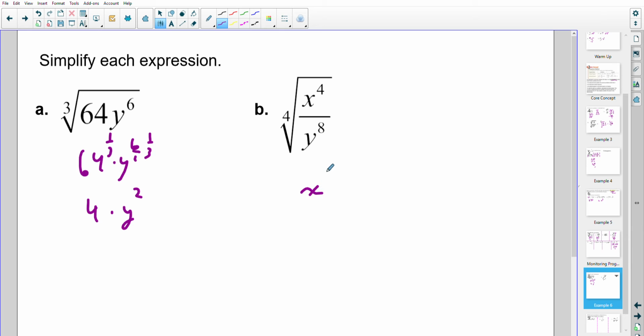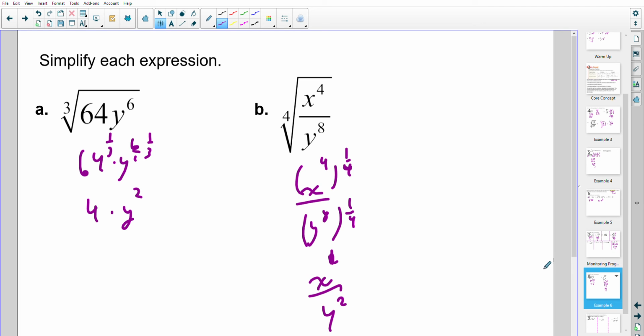Similarly, this one is going to be x to the 4th, y to the 8th. But you know what? You can take each of these to the 1/4 power. Notice I'm getting rid of those radicals and dealing with just fractions instead. So the top becomes 2x squared, and the bottom becomes y. Hold on a minute. Sorry, this is a 4. So the x becomes x to the 1st power, and on the bottom, y squared.